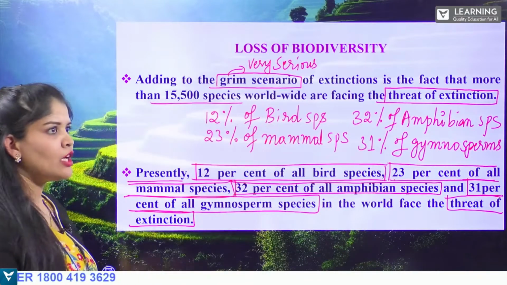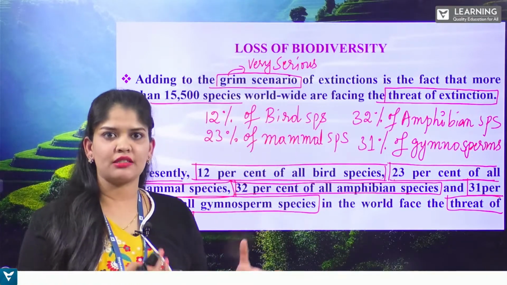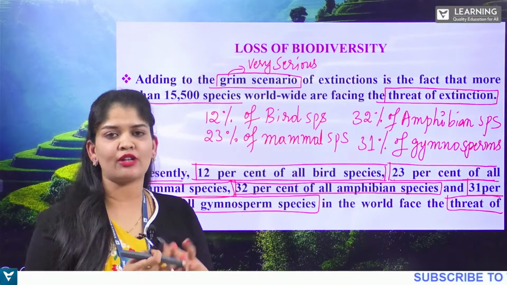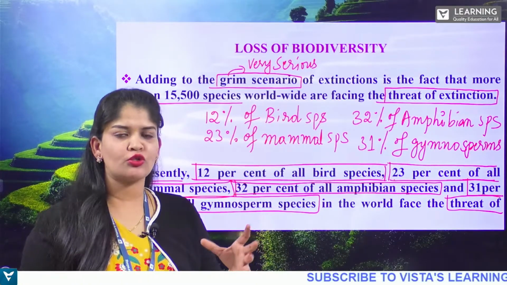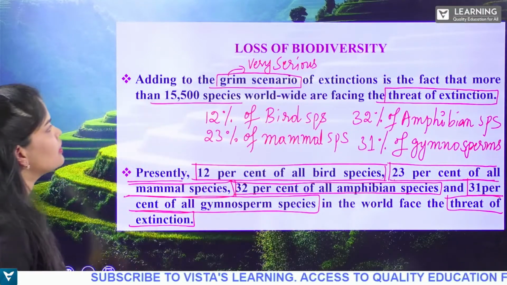So this is how we can understand. All these numbers have made you understand how fast, that is, the rate at which this loss to the biodiversity is happening presently on planet Earth.